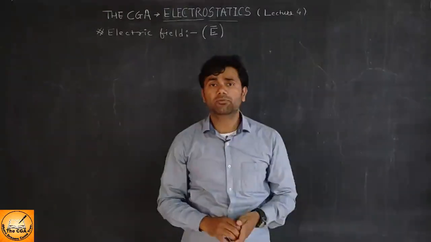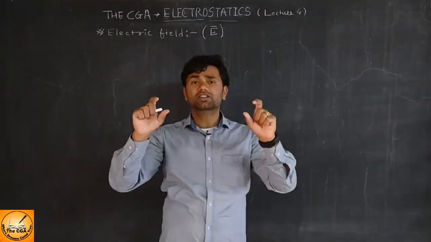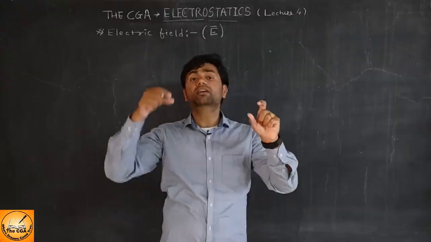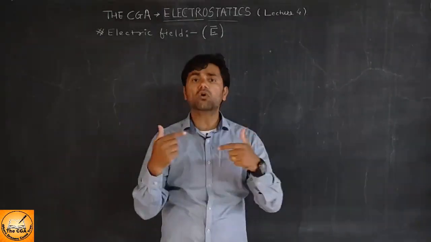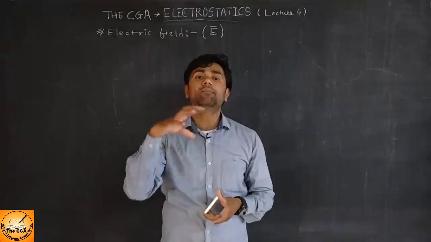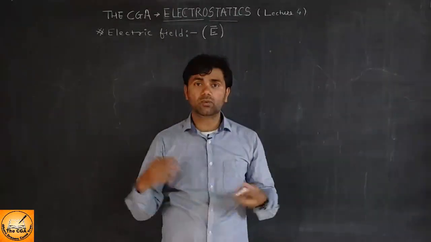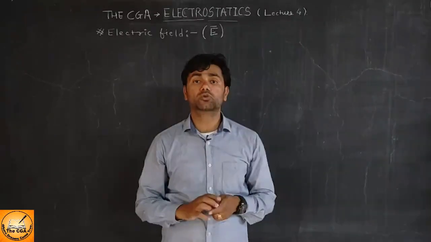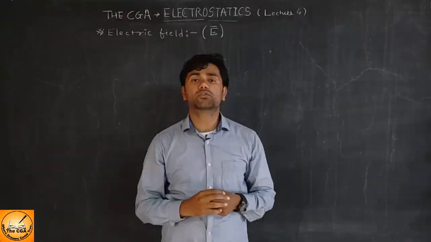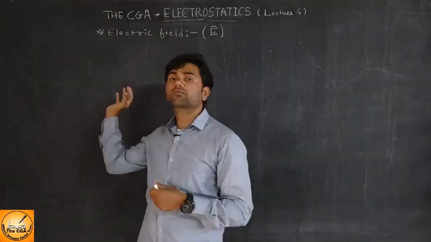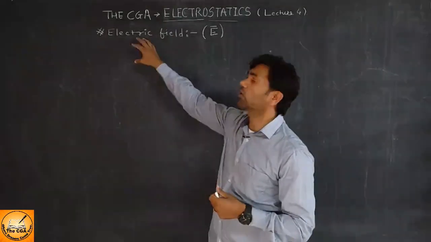Another example: if we keep two magnets near to each other, what will happen? One magnet will try to attract or repel the other magnet. There is no contact between them, still it will apply the force. Such forces where there is no direct contact between the two bodies or two substances, but still there will be a force, are called field forces, and electric force is one of them, right?